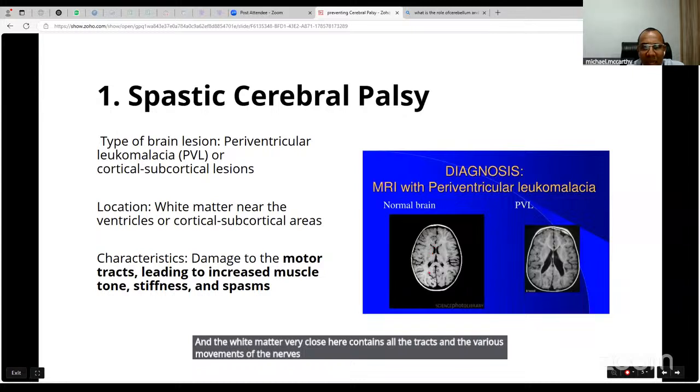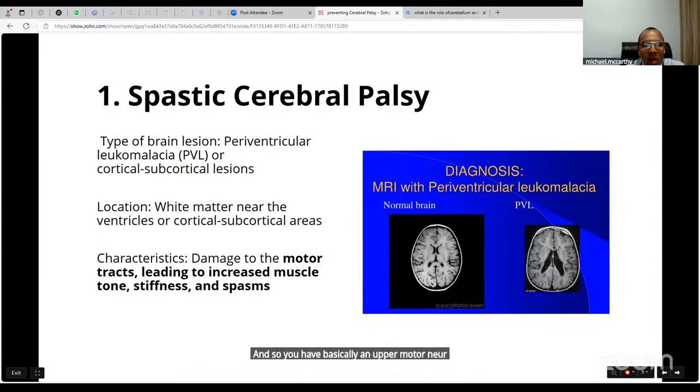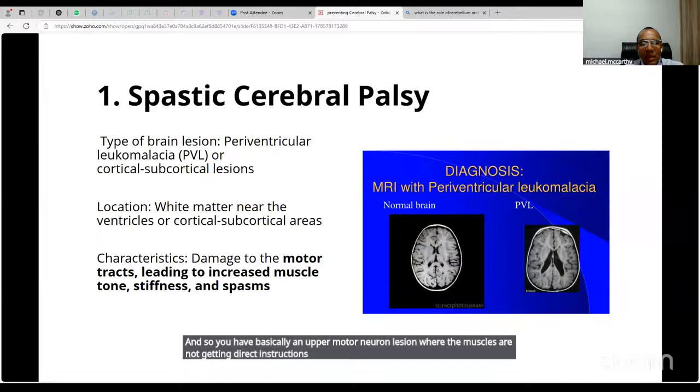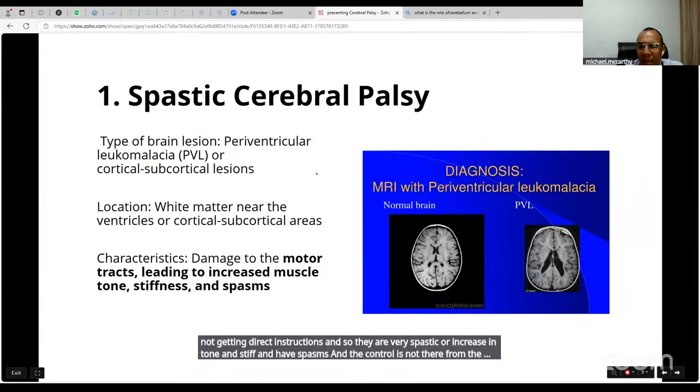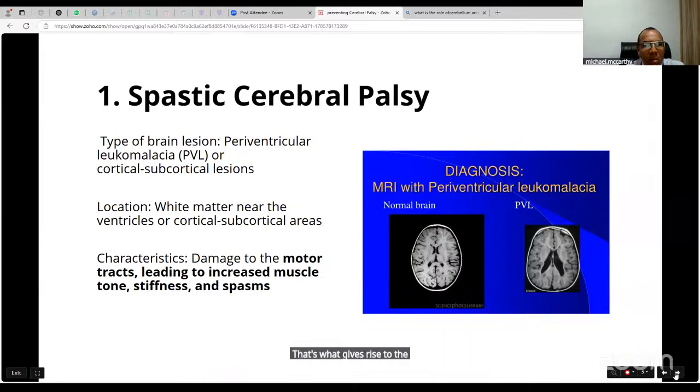And so if you have damage to that area, like you can see in the second image here, you then damage the motor tracts. And so you have basically an upper motor neuron lesion where the muscles are not getting direct instructions. And so they are very spastic, with increased tone and stiffness, and have spasms. And the voluntary control is not there. And that's what gives rise to the clinical picture that we know about.